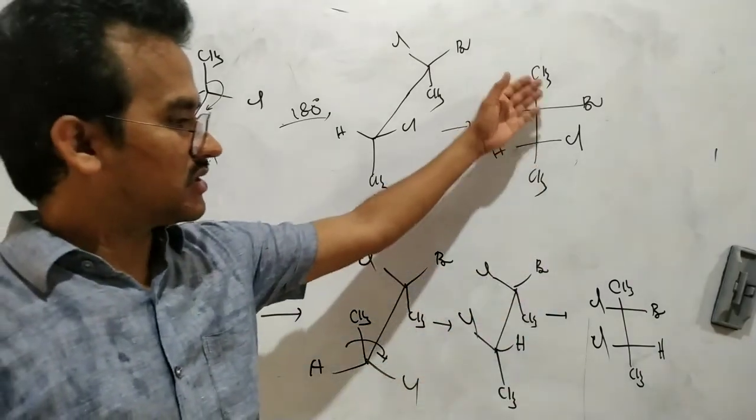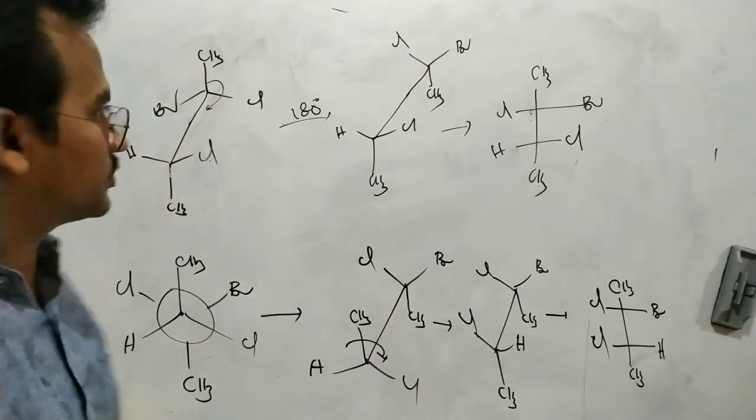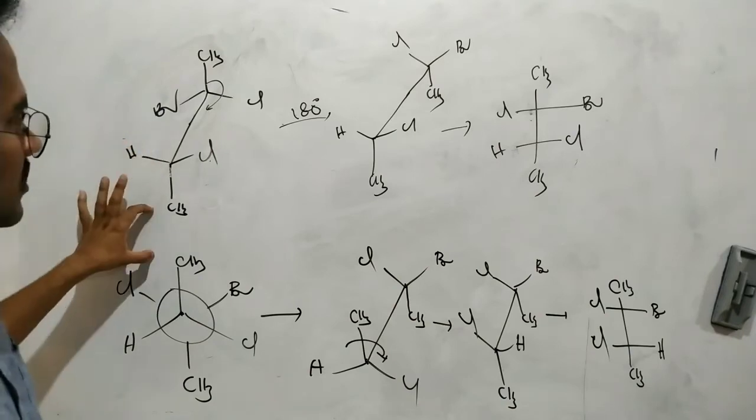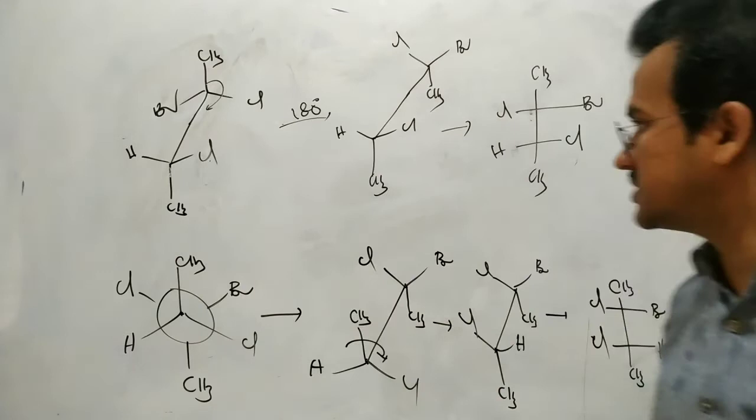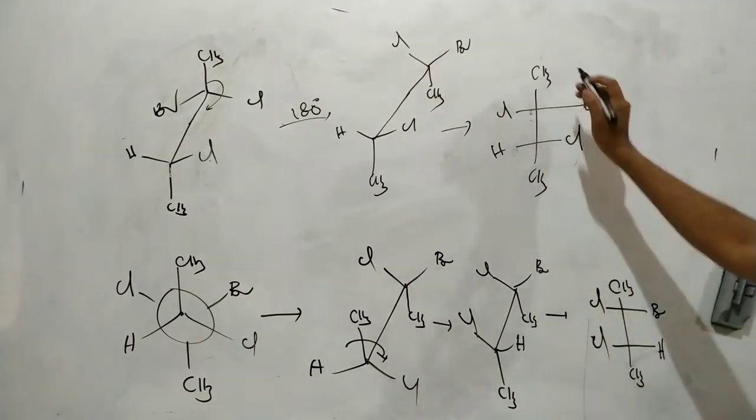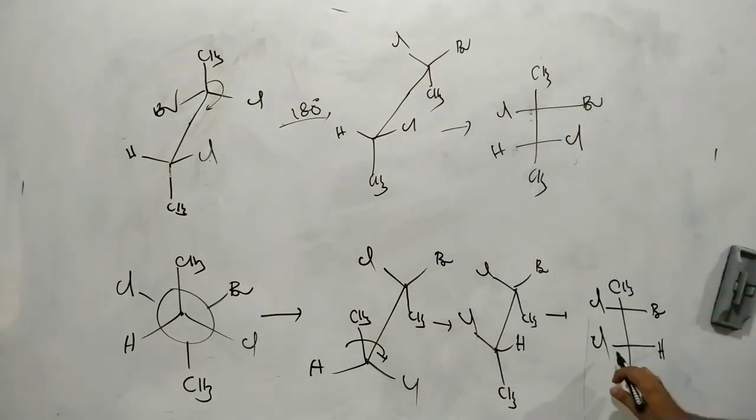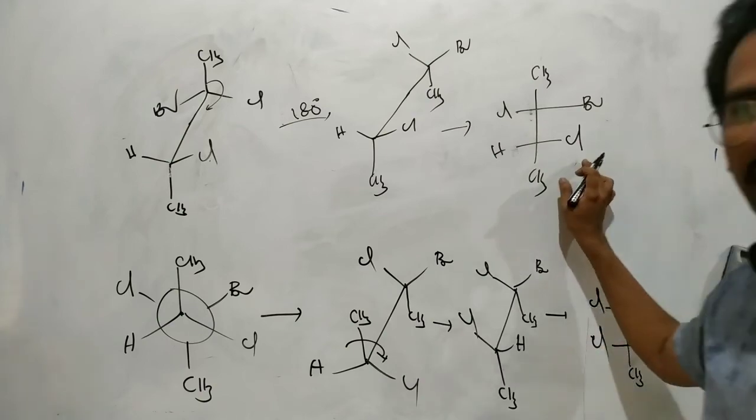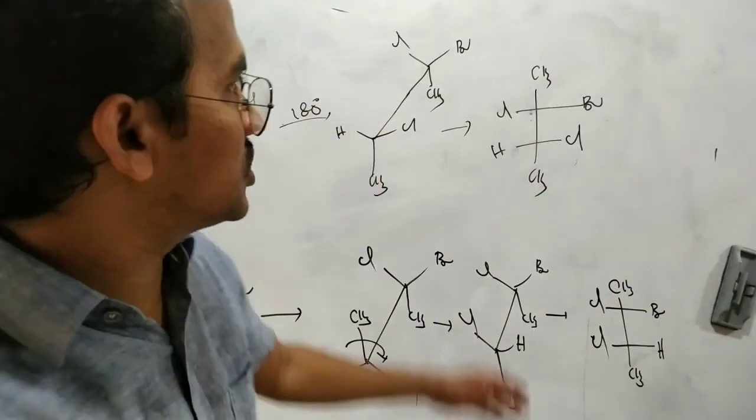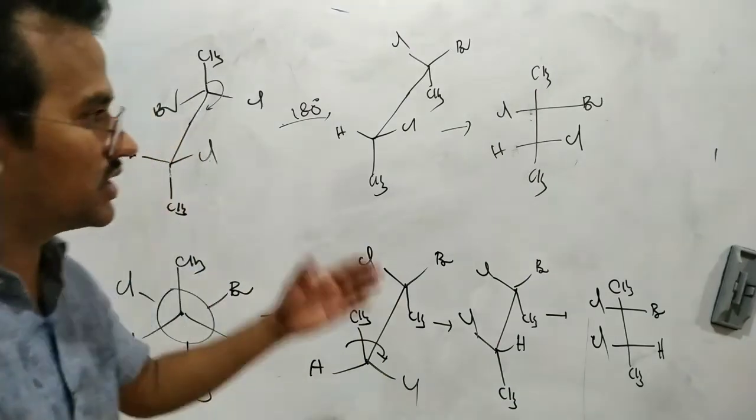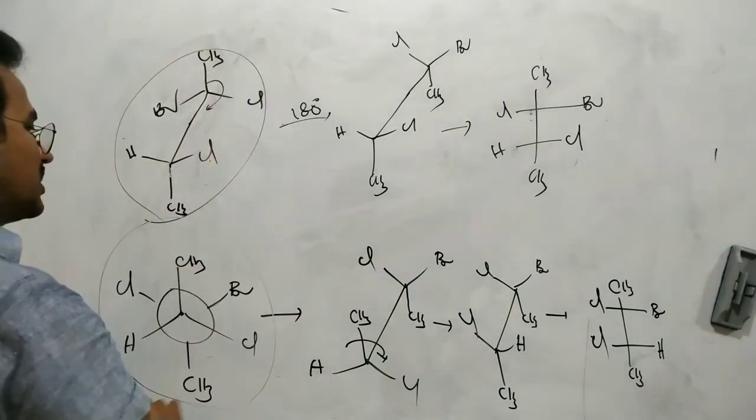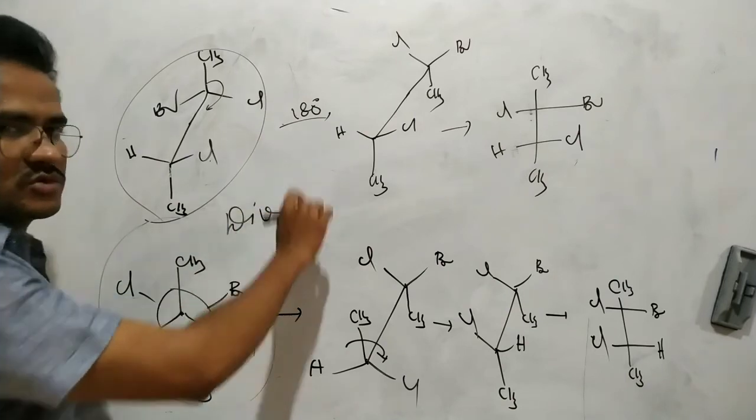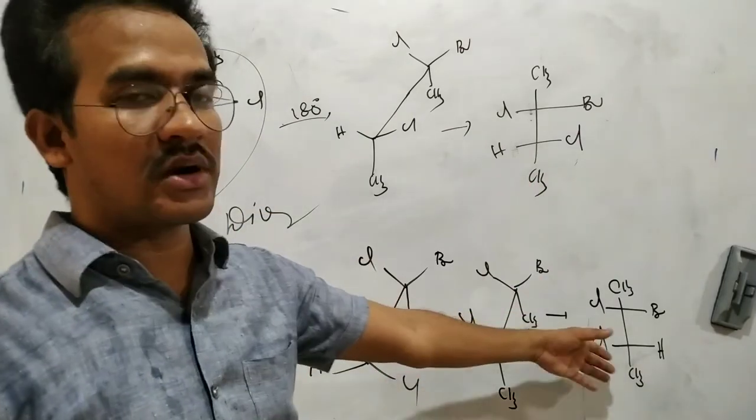Now we can say the relation between these two. Suppose these two structures are given, then what is the relation between them? Here we can see chlorine, bromine, methyl, here methyl, chlorine, bromine, here chlorine on the left side, here chlorine on the right side. So these two are not mirror images. So the relation is diastereomers. Between these two structures, the isomeric relationship is diastereomers because these two are non-mirror images.